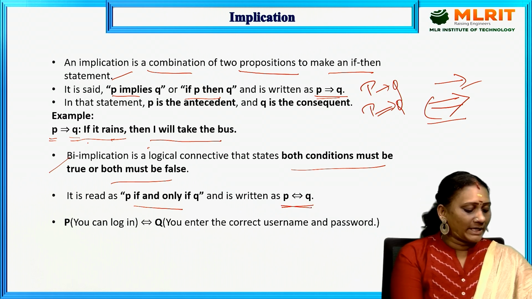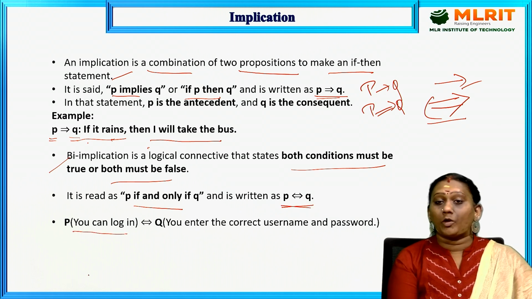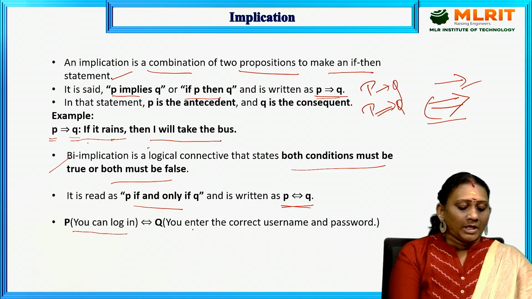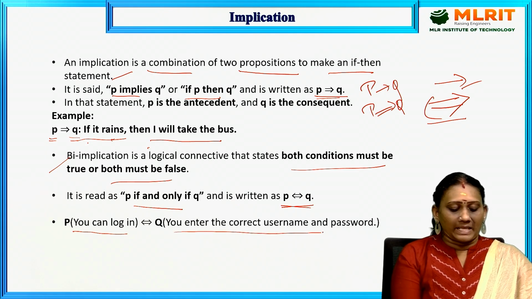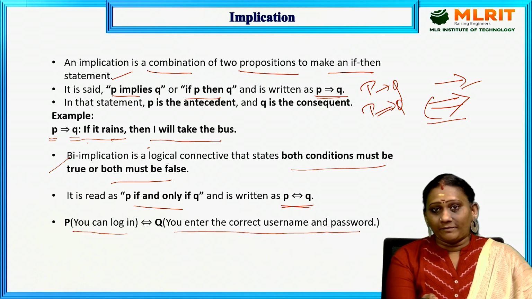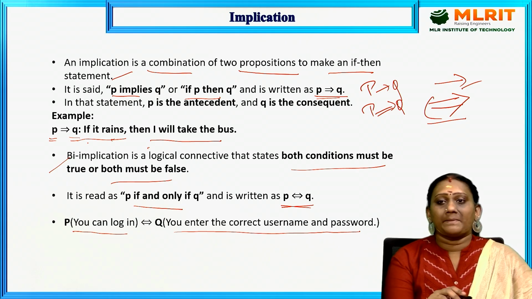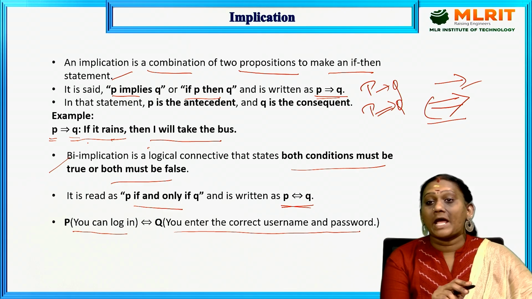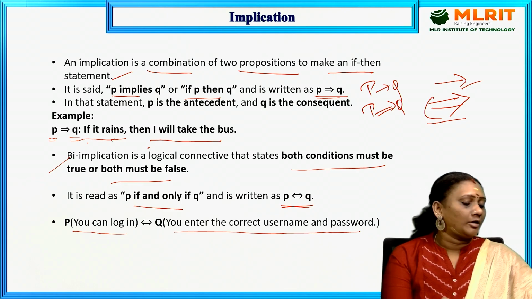Let me give you an example. My P statement is you can log in, and my Q statement is you enter the correct username and password. So you can log in if and only if you enter the correct username and password. This is a small scenario example. Let me go to the next slide.